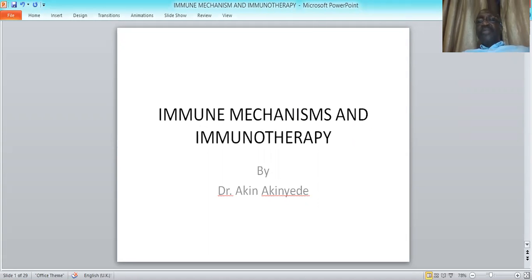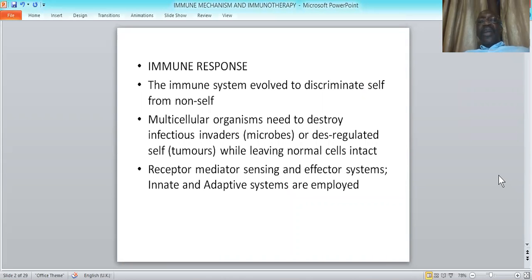The immune system is a natural system in multicellular organisms needed to destroy infectious invaders. It is designed to destroy infectious invaders such as microbes or dysregulated cell tumors while leaving normal cells intact.